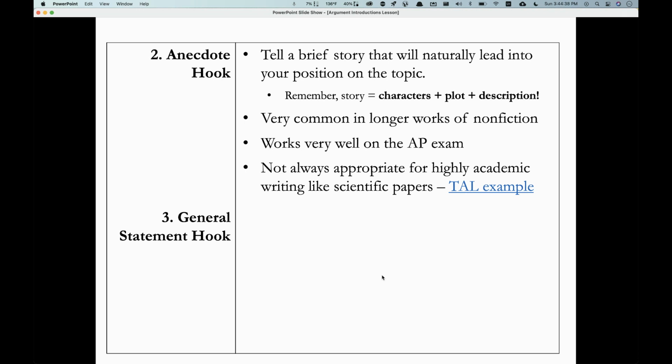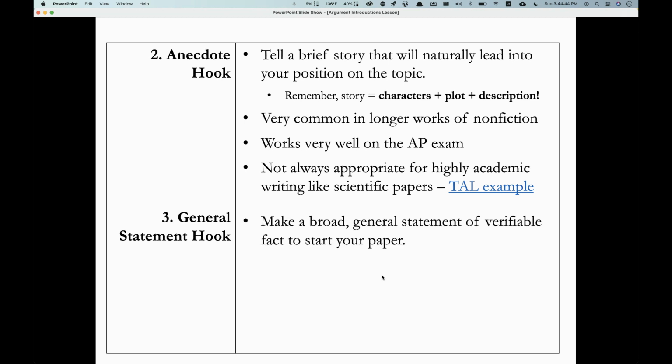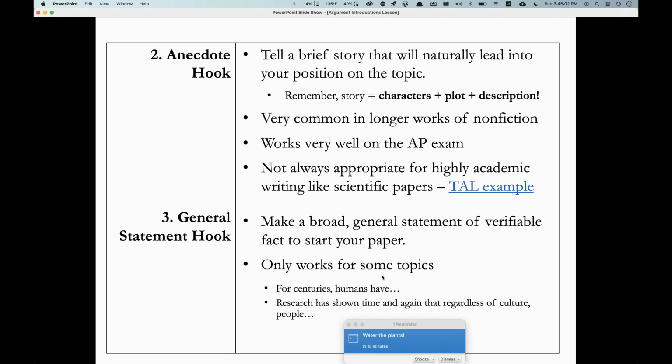All right, so our third form of hook is a general statement hook. The general statement hook requires that you make a broad general statement of verifiable fact to start your paper. Not a claim of fact, but rather a verifiable fact. So this only works for some topics. It doesn't work for other topics. So you could say something like, for centuries, humans have blank. Or research has shown time and again that regardless of culture, people blank.